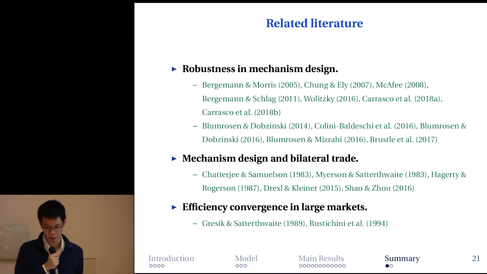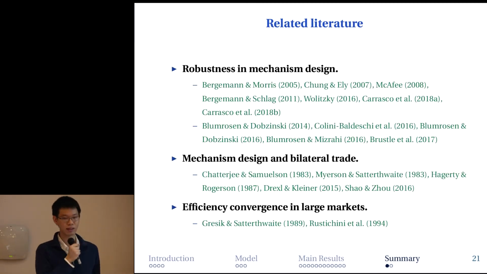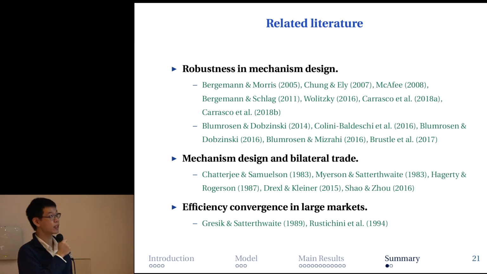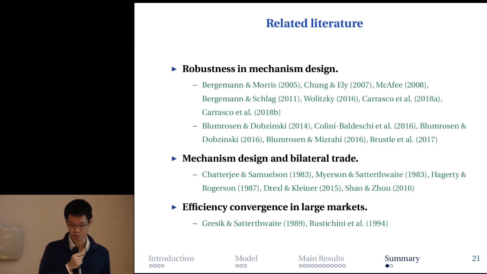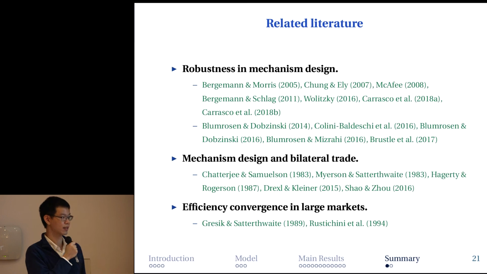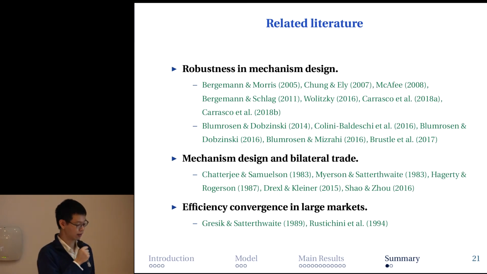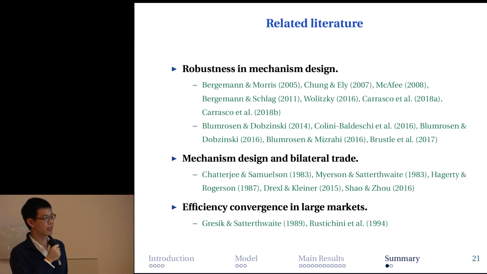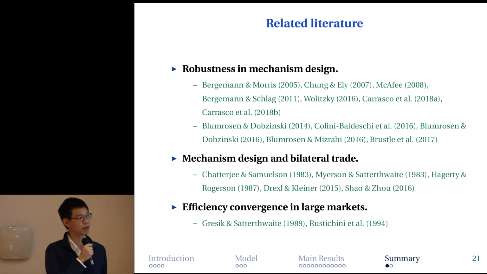So before I conclude, I'd just like to relate this paper back to the extant literature. It's mainly related to 3 strands of the literature, namely robust mechanism design, the bilateral trade problem in mechanism design, as well as convergence in large markets. I would like to highlight the work of Liad Blum-Rosen and Shahar Dobzhinsky, whose paper in 2014 basically sparked a line of literature that looked at this problem in different contexts.